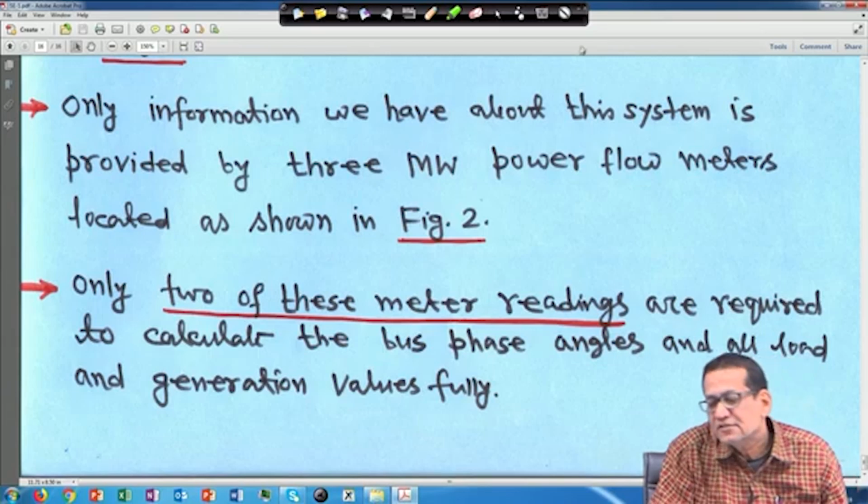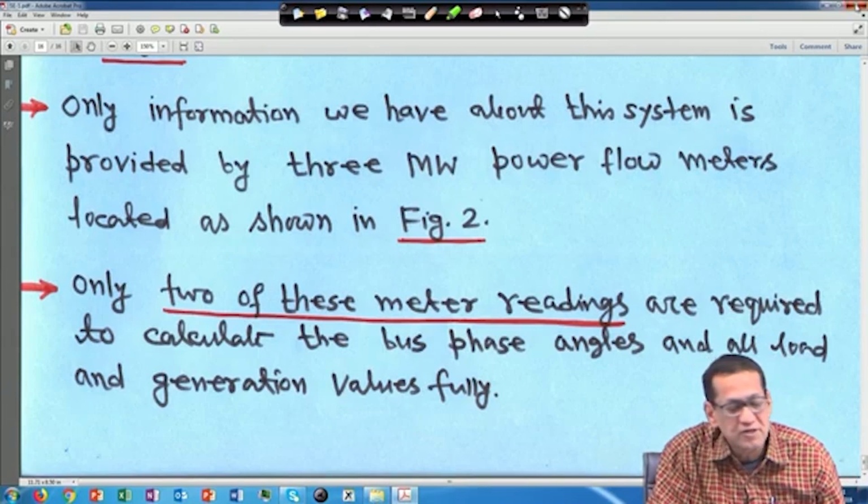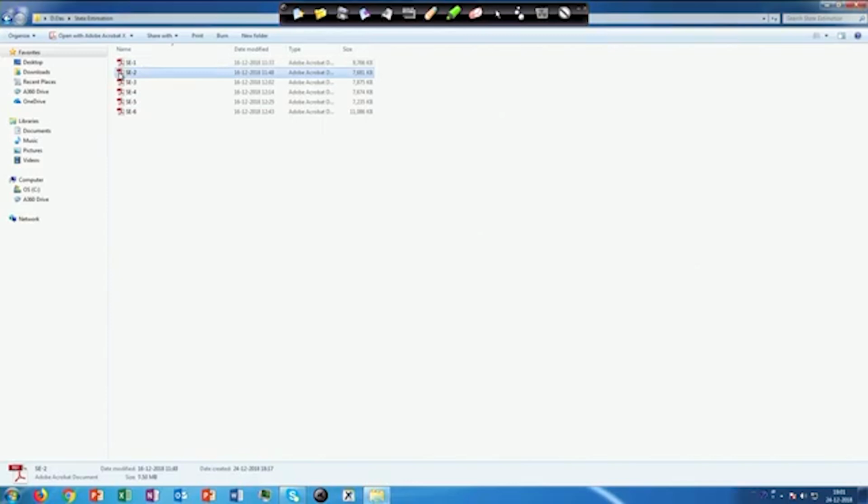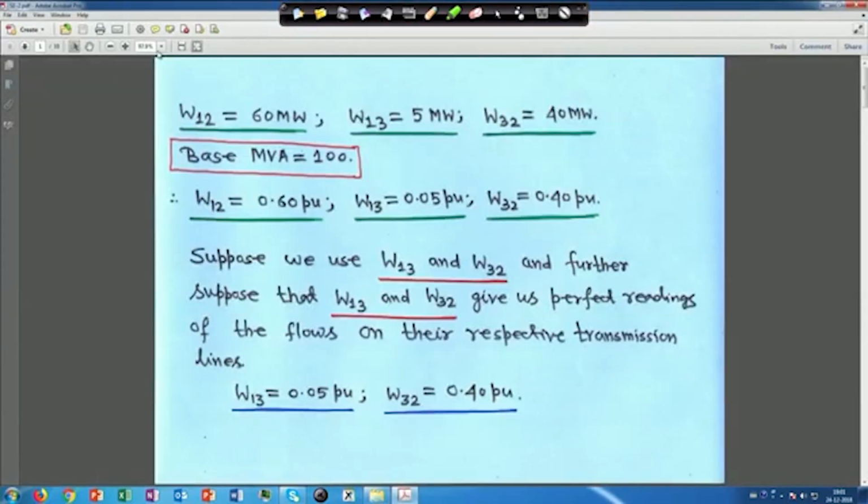in this case, next we will move to the next page. Just let me increase the size.